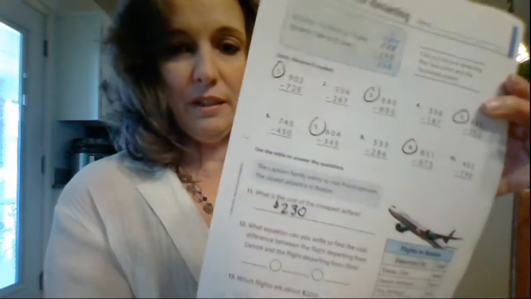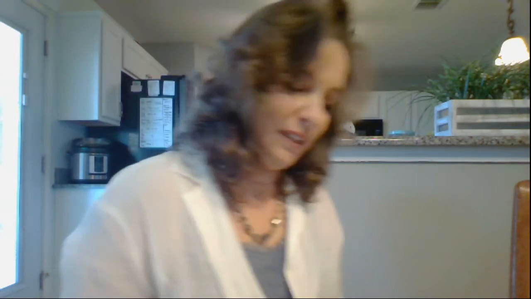So on number 11, I think what they would just want us to look at the chart and find the cheapest flight. What's the cheapest one on that chart? Detroit, Michigan. So how much is that? $230. Okay. All right. It says, what equation can you write to find the cost difference? How do we find differences? We subtract between the flight departing from Detroit and the flight departing from Flint.